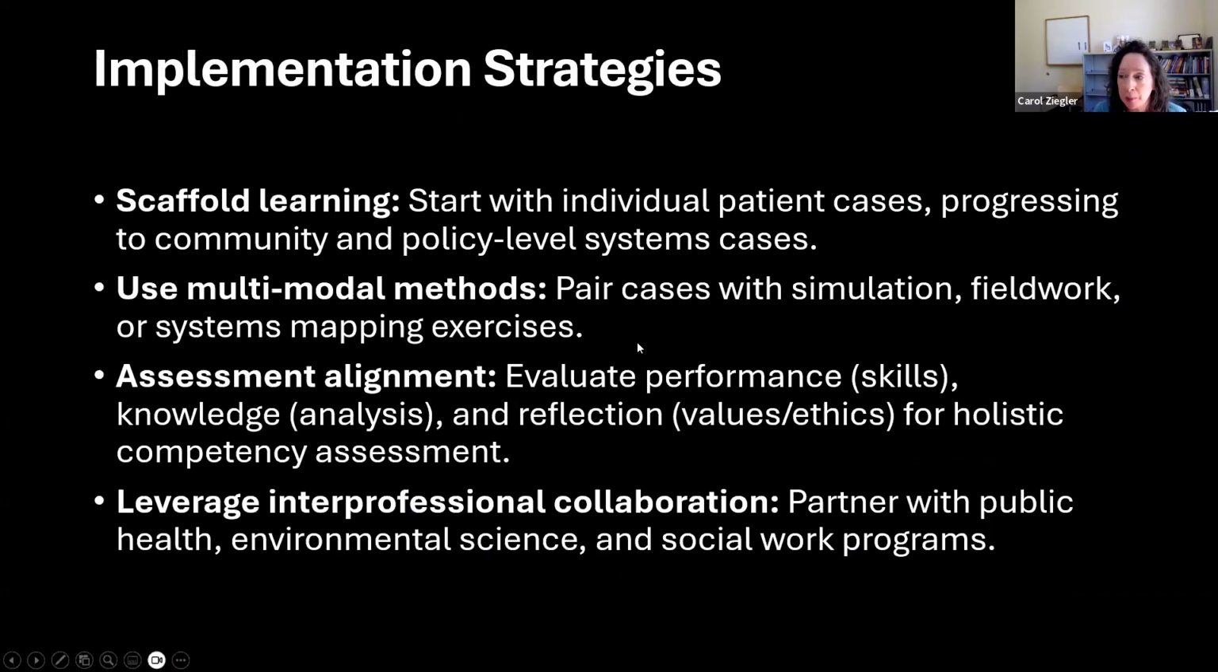So some strategies to think about for why case-based learning is so important and what you can use. Number one, really think about it in terms of scaffolding learning, a term that I learned from my education colleagues. You start with individual patient cases and then progress to community and policy level systems cases. I think that's really useful if we think about embedding planetary health and climate change topics across the whole curriculum. For example, in health assessment class, when we talk about lung assessment, we talk about how air quality impacts health.